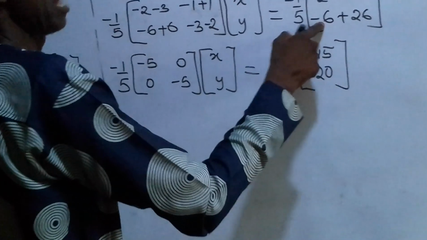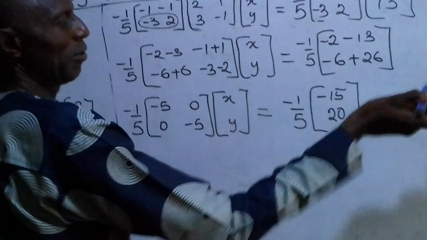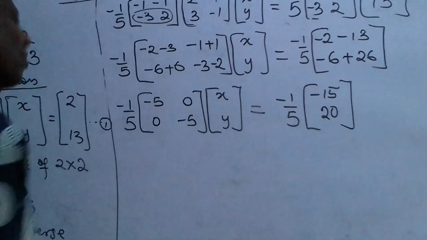Because you are owing me 6 naira, somebody else gave you 26 naira. So I'll take your 6 naira. You have 20 naira change.